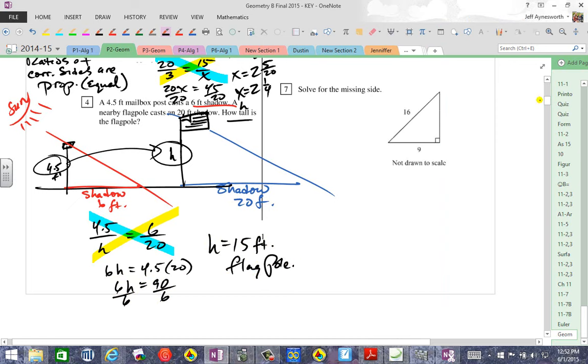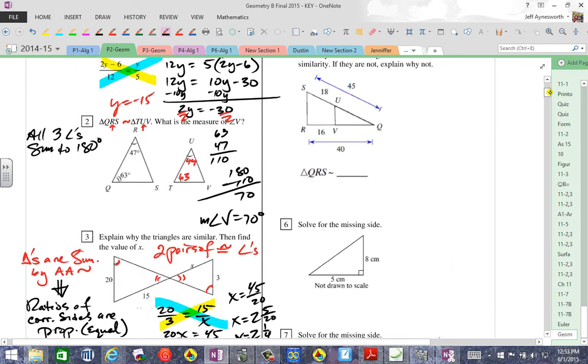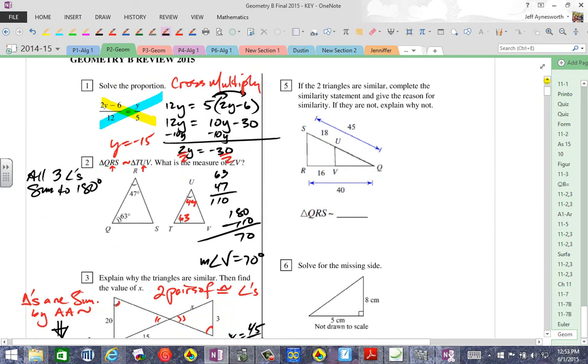There we go. That's how you do the first 4 problems. Now let's do a few more, okay? This is all chapter 7, by the way. All right, chapter 7 on similarity. It's going all the way back to the beginning of the semester. Here's another similarity problem here. They're similar. Give a complete similarity statement, give the reason for similarity, or explain why they're not.